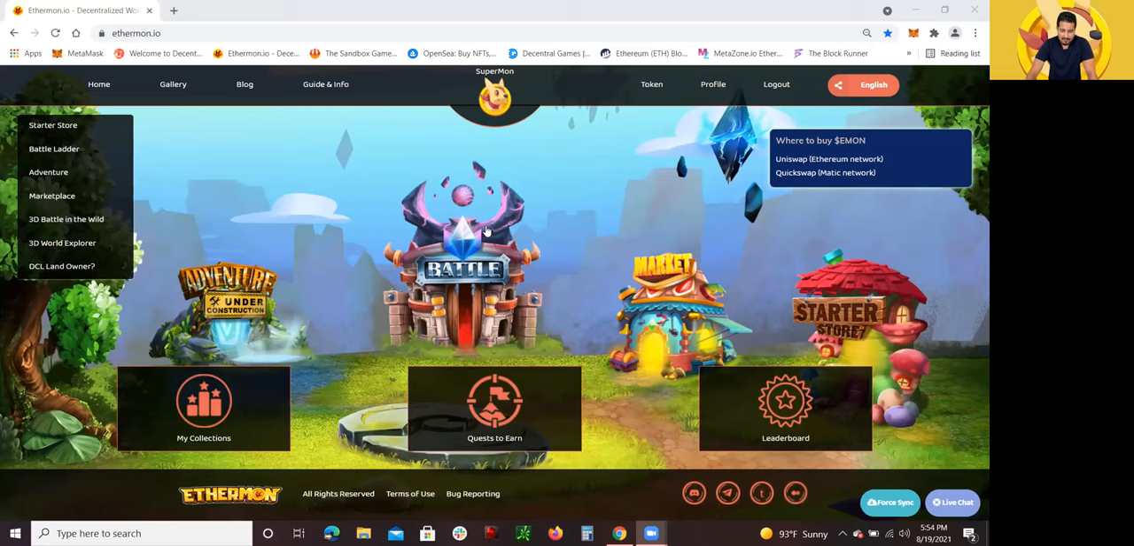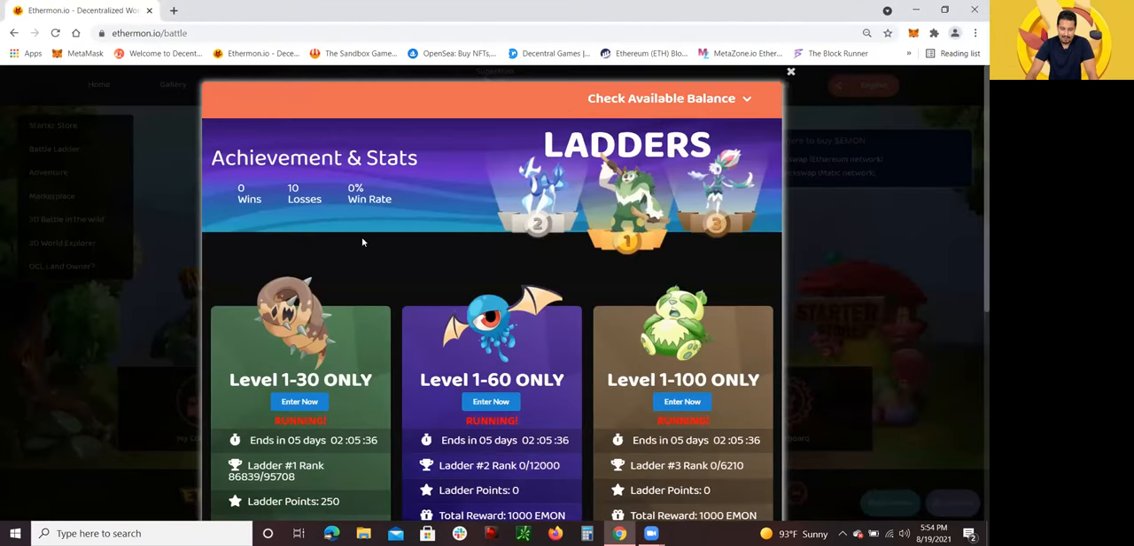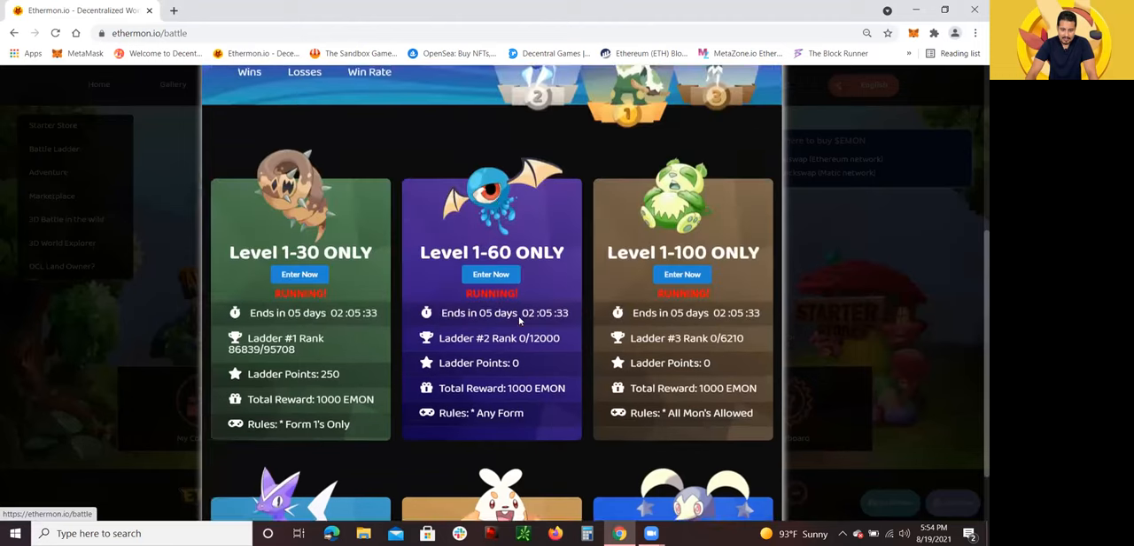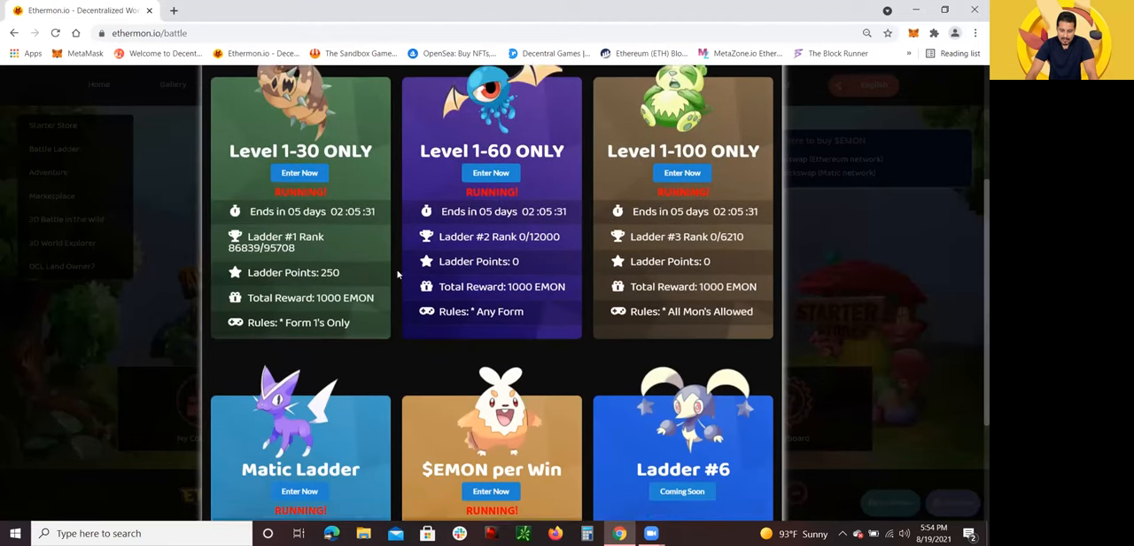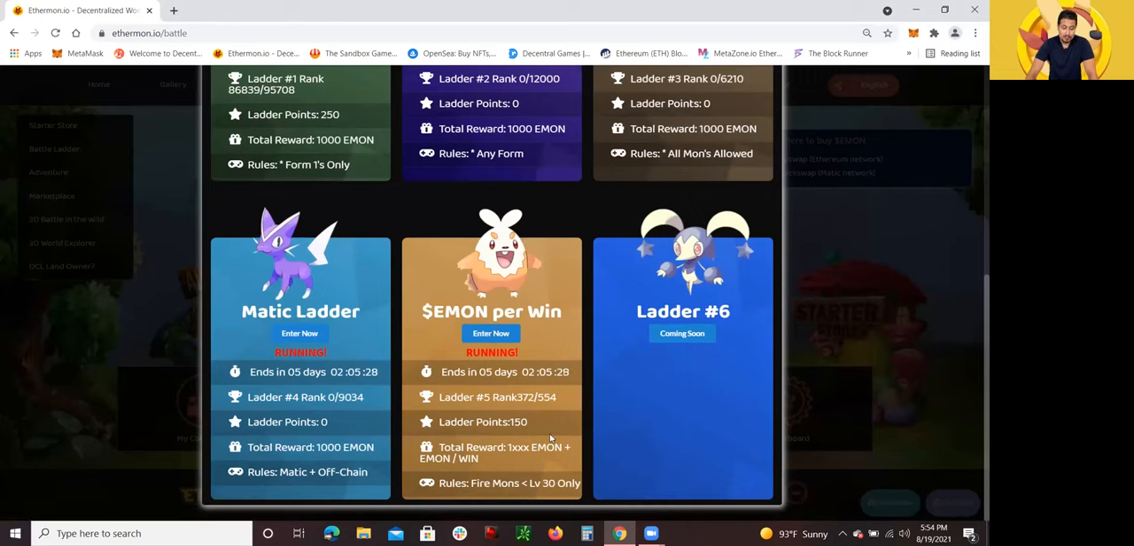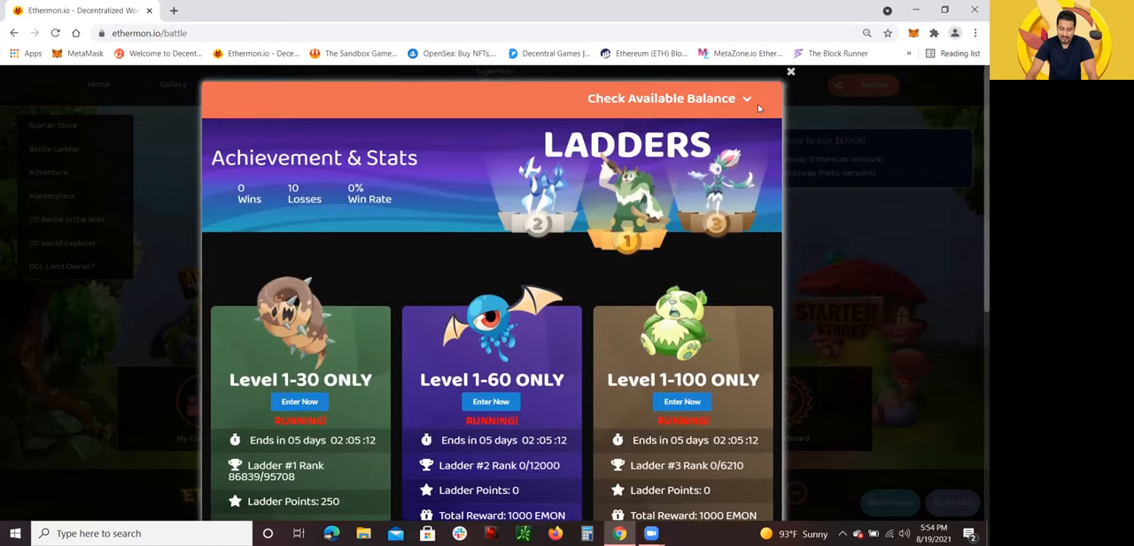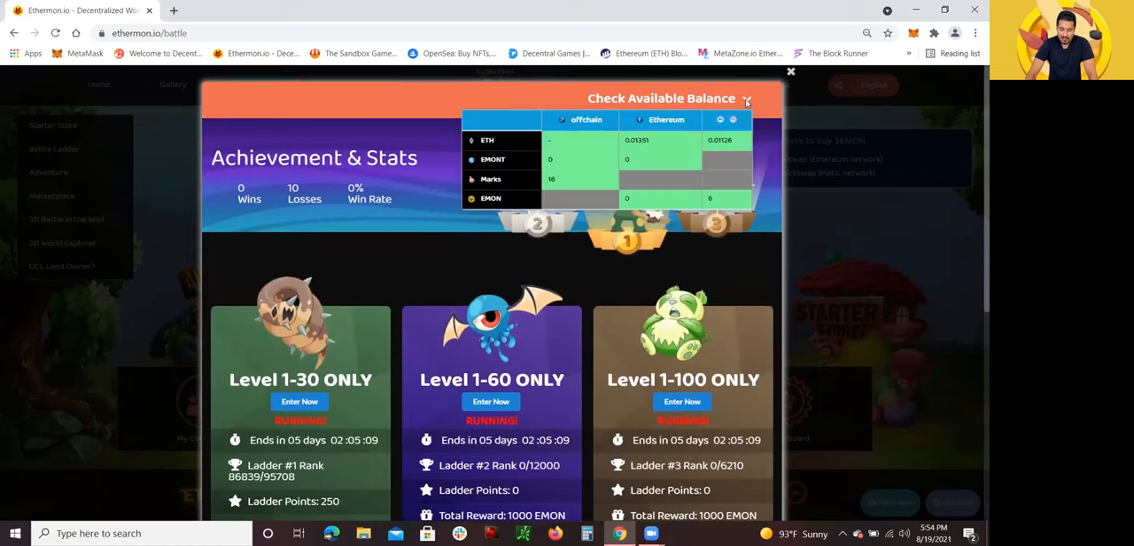So in terms of the battle mode and how to earn EMON tokens, you have to battle through these ladders. So right now, the easiest way is the EMON per win. So pretty much every win, you will acquire some EMON. This is the easiest one, especially because you only have to win one battle to actually get some. The last, you could say, battle ladder run, I've actually competed and I won like 9 times. I think you get like 0.5 EMON per win. So I ended up getting like 6 EMON. You guys can see it's right here.